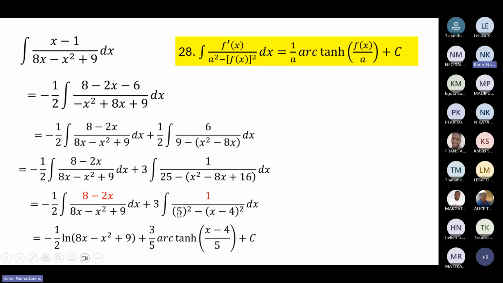And then the a is 5, because from the 25, it's 5 squared. 1 over 5 times 3 is 3 over 5. Arctan, and then the f of x is x over x minus 4, all over 5 plus c. And we're done.